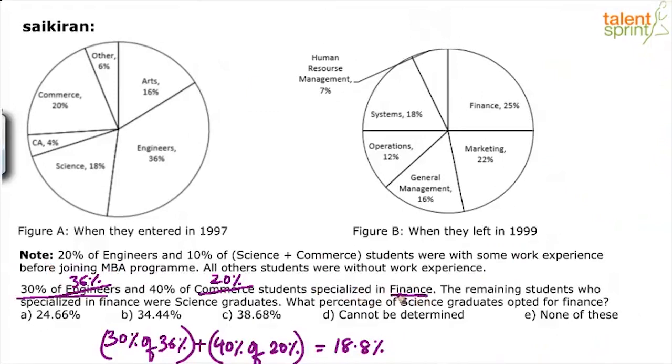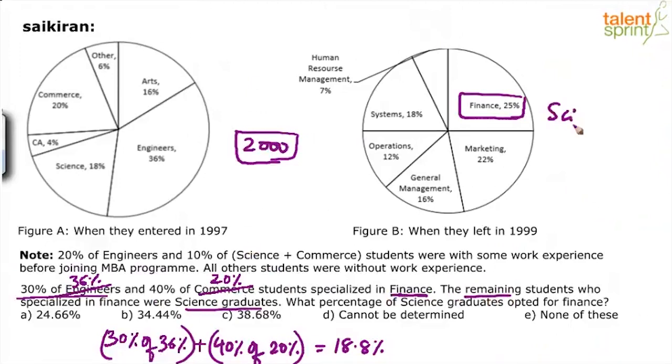18.8% students specialized in finance. 18.8% of what? 2000. That should be a no-brainer, right? 2000 is the total value always. Now the remaining students who specialize in finance were science graduates. Understand, what is the total specialization in finance? 25%. We know that total is 25, out of which 18.8 were engineers and commerce. The remaining were science graduates.